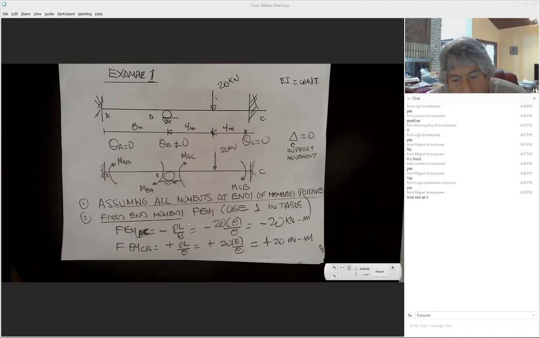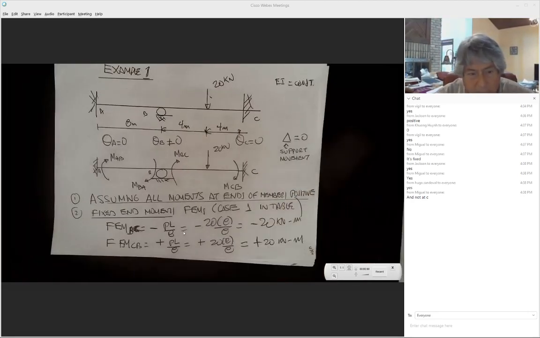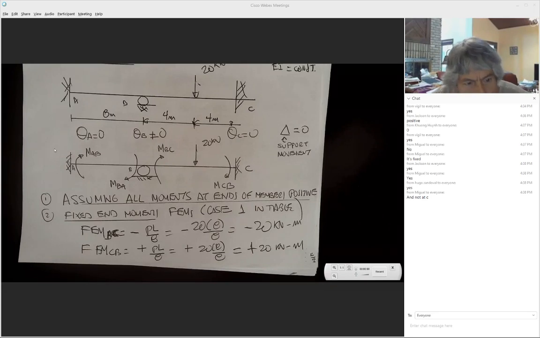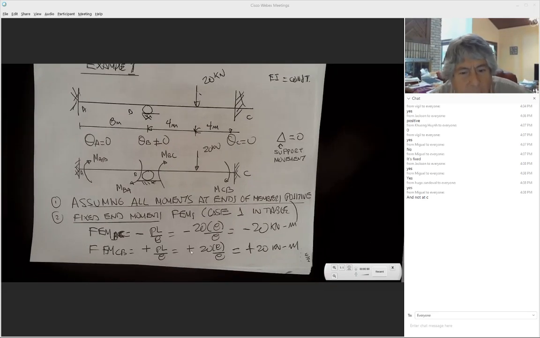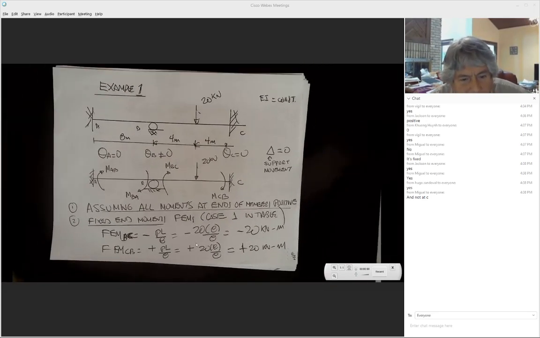I put a note for you to remember. We're assuming all the moments at the end of the member are positive. That's why I'm assuming clockwise. We need to compute the fixed end moment.